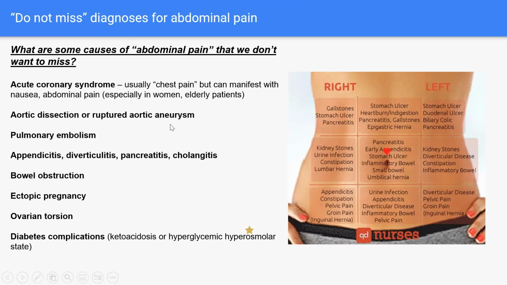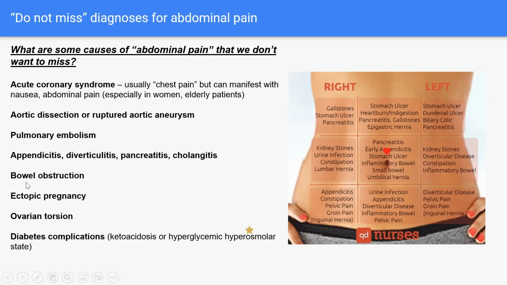Someone had mentioned an aortic aneurysm. Certainly that can present with abdominal pain. The PE was mentioned. Appendicitis, diverticulitis, pancreatitis, some of these things were mentioned earlier as being GI causes. You could even have a bowel obstruction, right? When we obstruct our bowel, that's often a surgical emergency. And then ectopic pregnancy and ovarian torsion. So don't forget these two in your patients that are female.